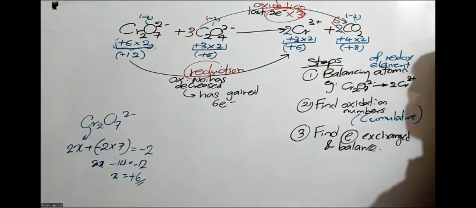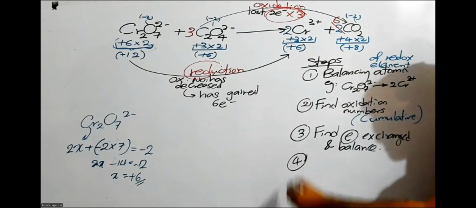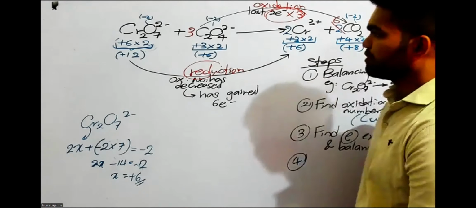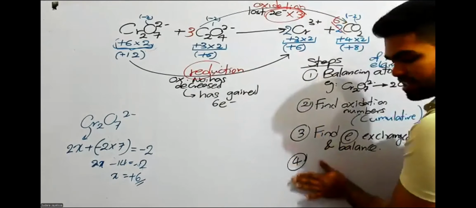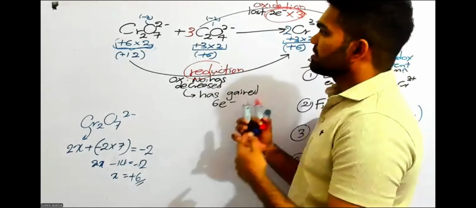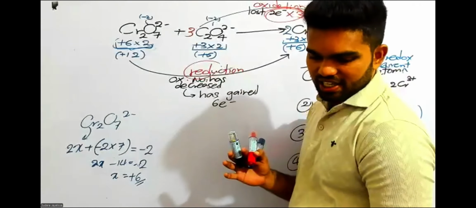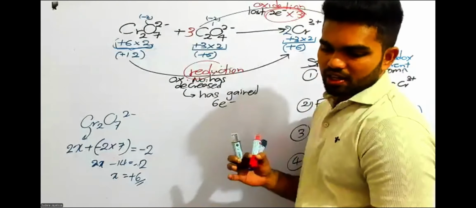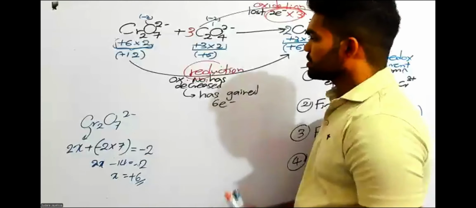Now, this is enough for you to find the answer for the question. Why? Because I'll complete the lesson, give me a few minutes, but I'll explain the answer first. Now what is the question asking? We'll see the question once again. It is asking how many moles of potassium dichromate is needed to react with 1 mole of sodium oxalate. Now it is showing you this.